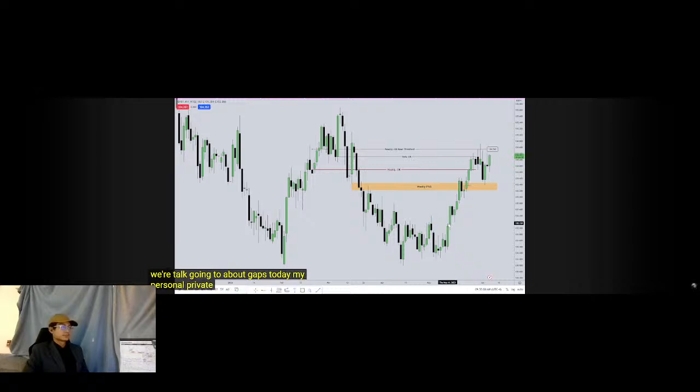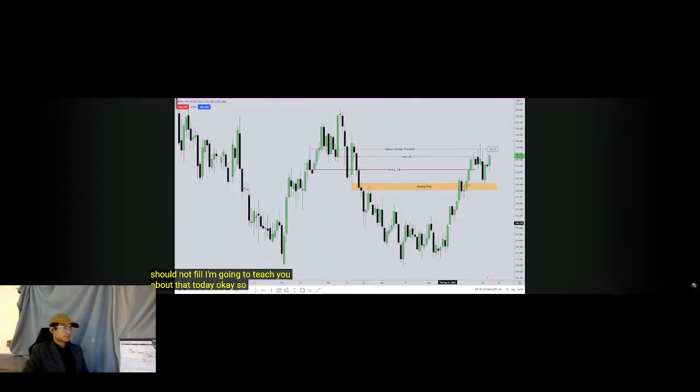My personal private students and the public students, all of you, probably the majority of you here, are constantly asking this question. Can you talk about the breakaway gaps? Can you talk about when fair value gaps should not fill? I'm going to teach you about that today.